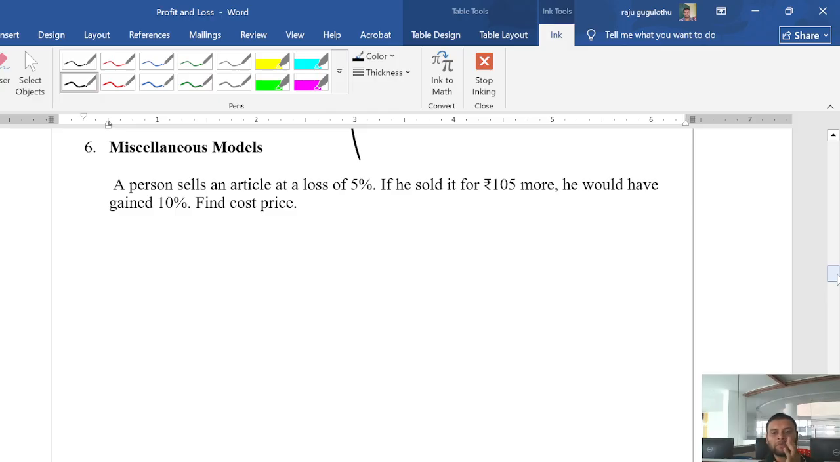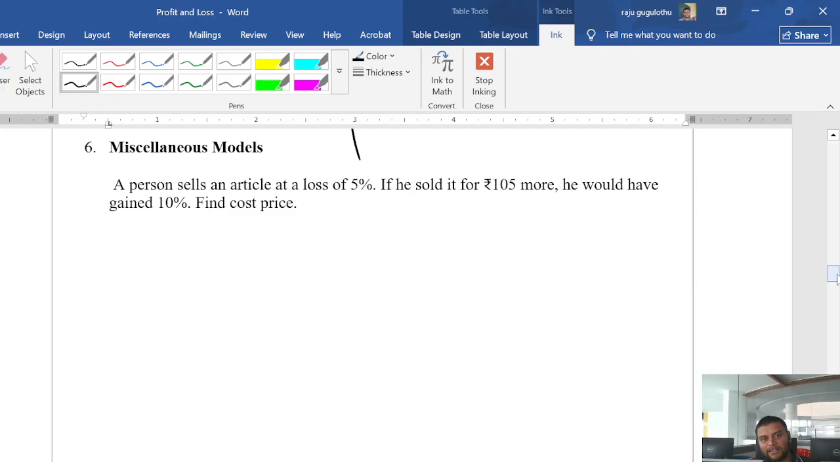Okay, now friends, we have one more question. This is a miscellaneous model type. It says that a person sells an article at 5 percentage loss. If he sold it for 105 more, he would have gained 10%. Find the cost price.